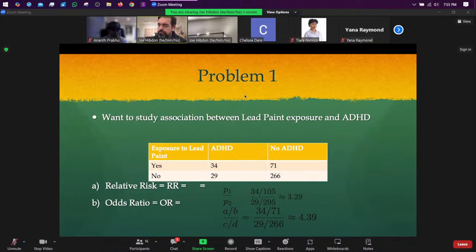How about P2? Is P2 people that weren't exposed to it? Yep. Because remember, you're looking for relative risk of exposure, so we're comparing yes and no. But remember, we want the people with ADHD, correct? So it would be 29 over 295. Very good.